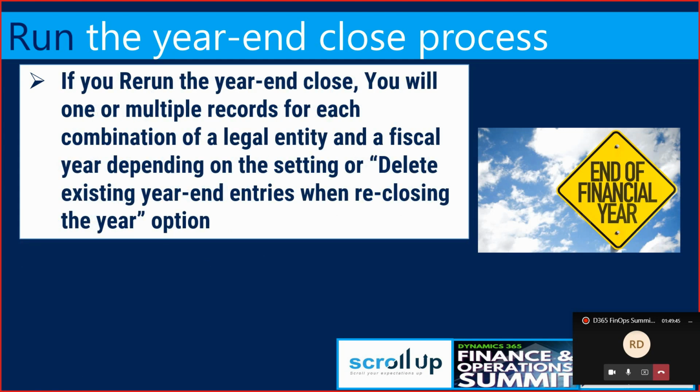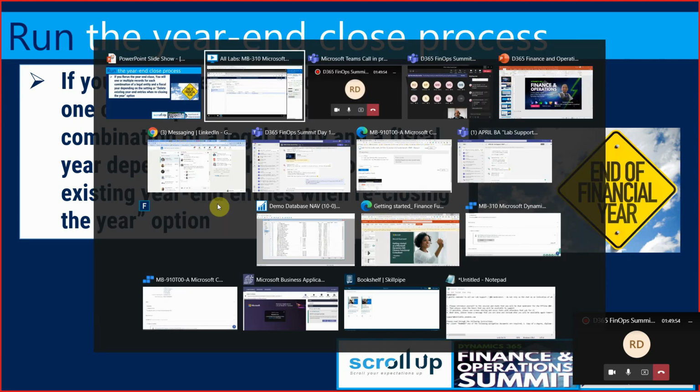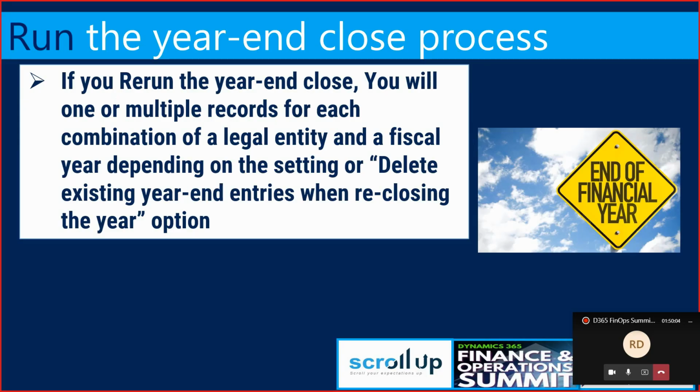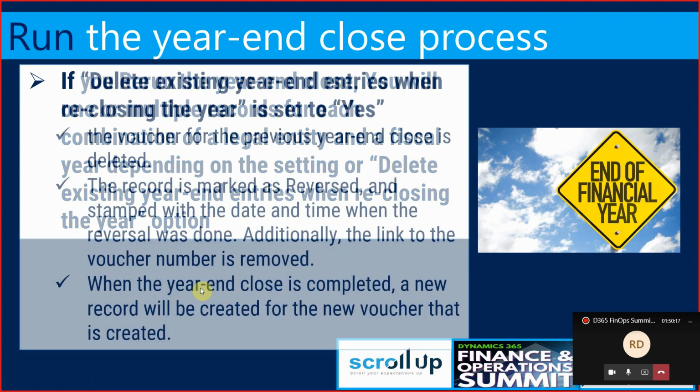You can rerun the year-end close. You can do that one or multiple times, with records for each combination of legal entity and fiscal year depending on settings. So here you will see the combination of ledger and fiscal year. If you selected 4, you will have 4 lines. And if you set delete existing year entries when reclosing, it will remove them and you will have only one record. I'm going to explain the difference in the next slide.